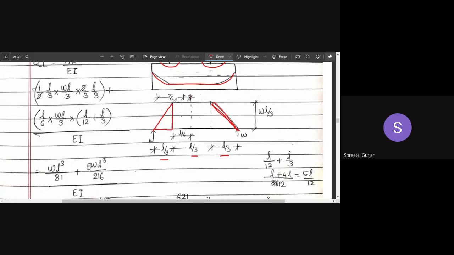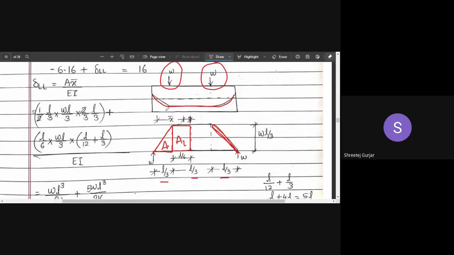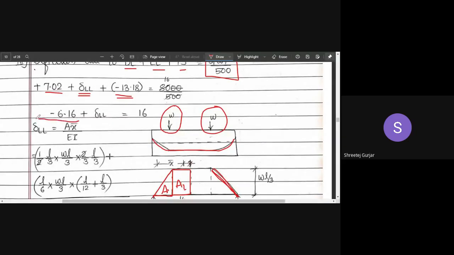So this particular thing we have divided into half, that is a triangle and then a rectangle. So you have to find out separately A1 and A2, multiply by their respective horizontal distances from the support, and you will get delta. We'll calculate now separately for each of these in detail.